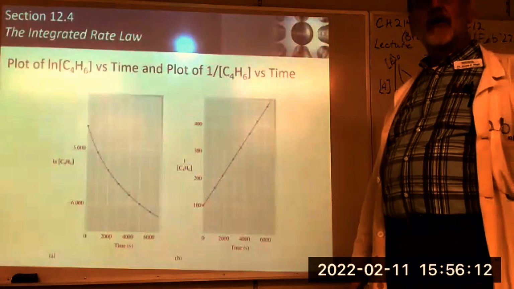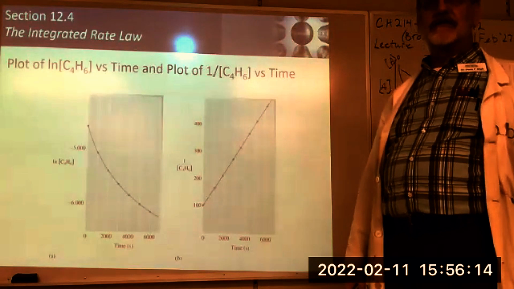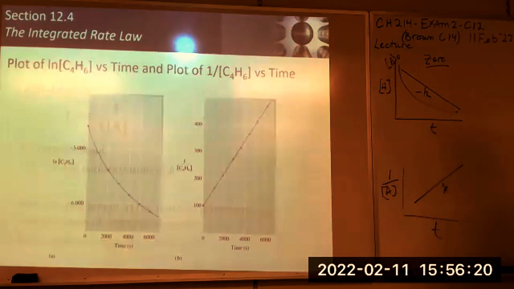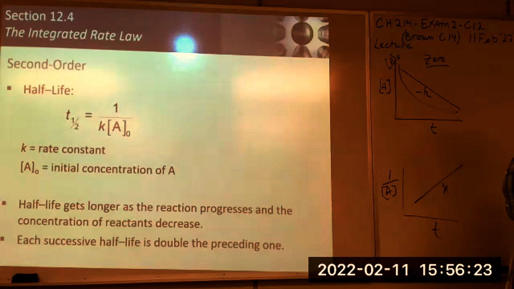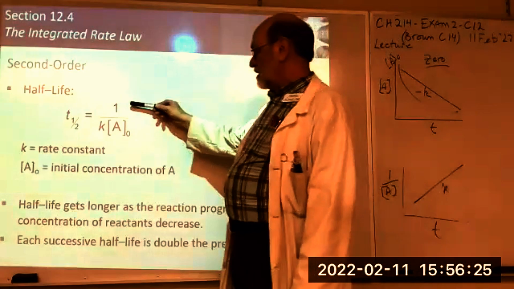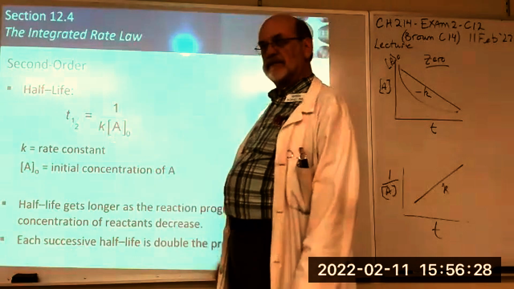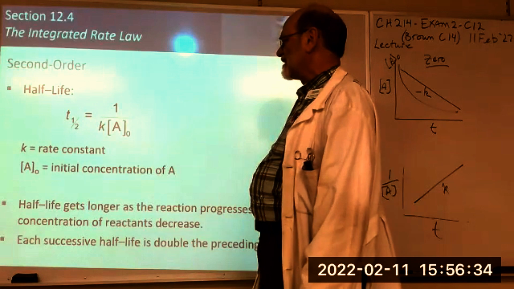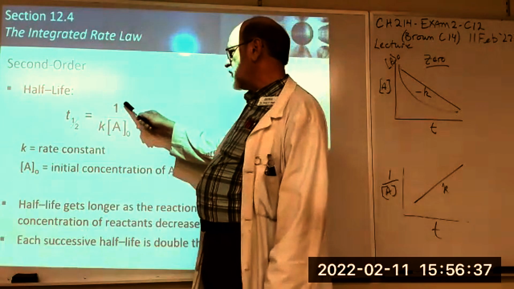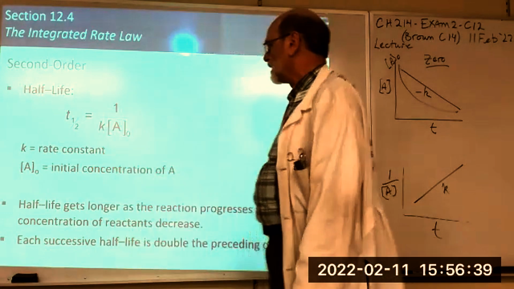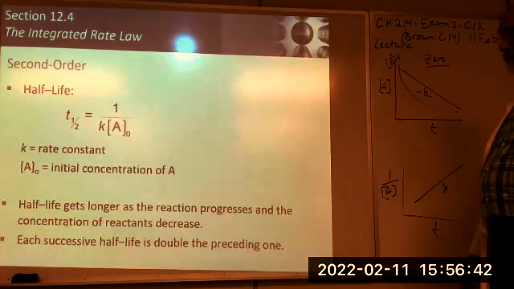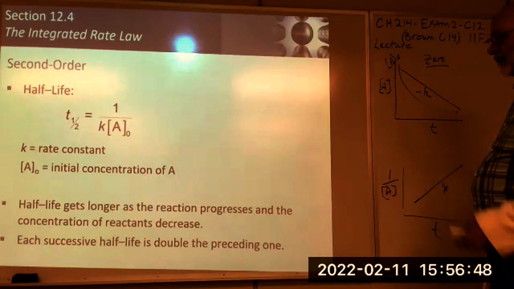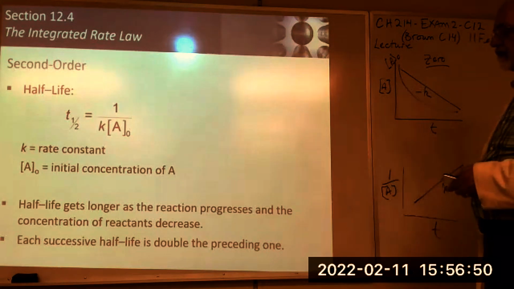Say you have an order that comes out to maybe 1.96, that's close enough to 2. It should look like this. For a second order, the half-life is 1 over K times A0. Before, for zero order, it was A0 divided by 2K, wasn't it? And first order didn't have A in it. So that's the half-life for second order.